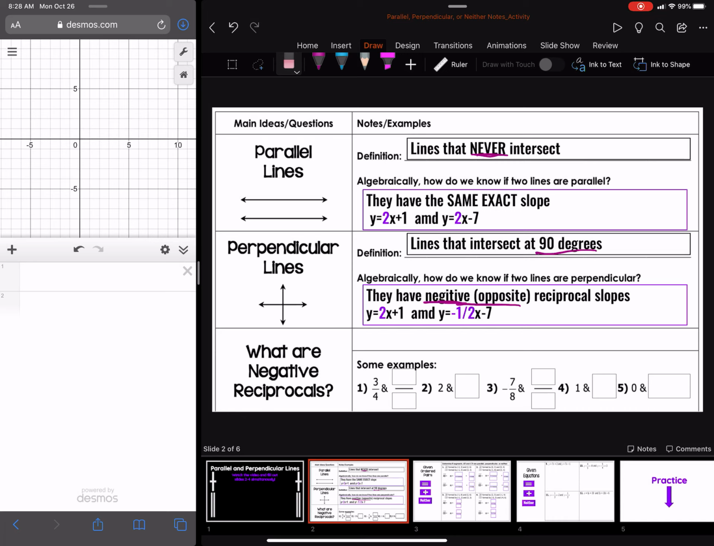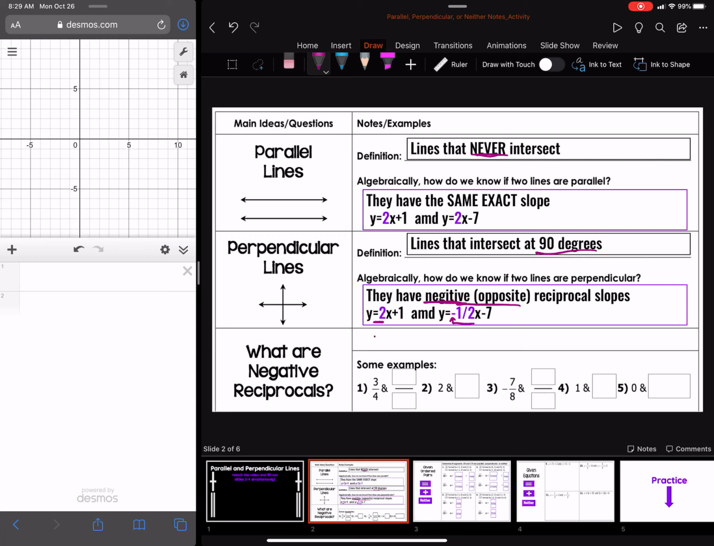So for instance, let's look at our example. First off, what's the opposite of a positive 2? It would be a negative 2. So first off, my answer's got to be negative. From there, we got to take the reciprocal. And the reciprocal of 2 is 1/2. So here would be my answer. And we would be able to look at these and say these are perpendicular lines.